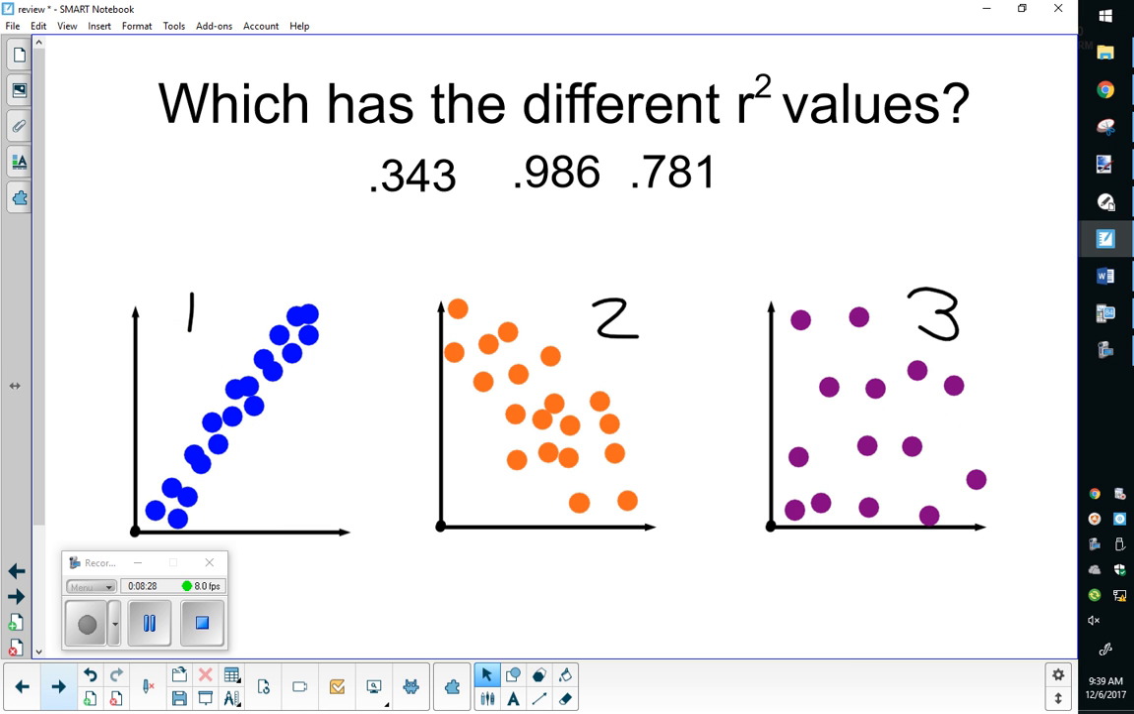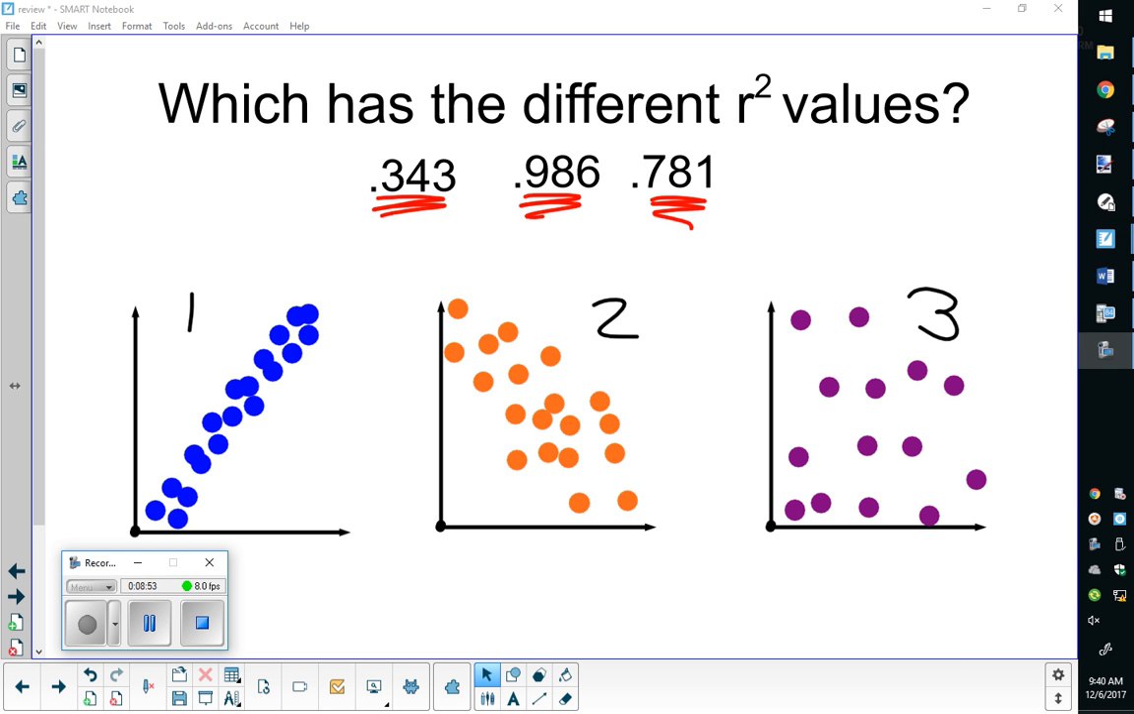Same idea here, 1, 2, and 3. I'm giving you 3 R-squared values. When I plugged these 3 things into my calculator, I got these 3 values. Your job is to predict which one had each R-squared value. Number 1 had which R-squared value, number 2 had which one, and number 3 had which one. Use your brain. Try to think about that.